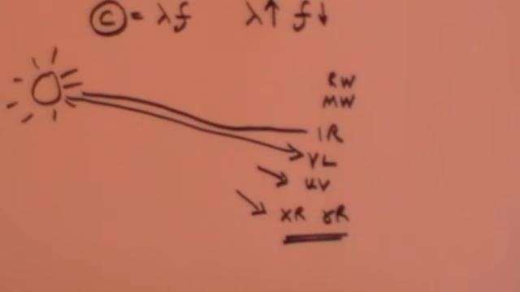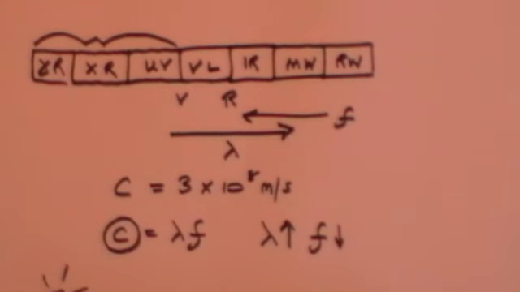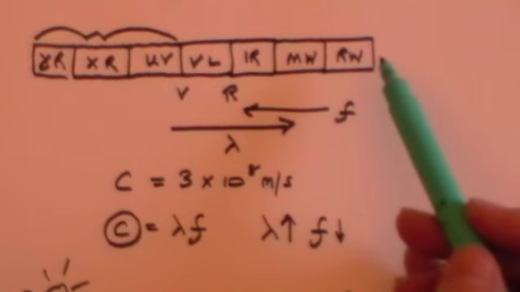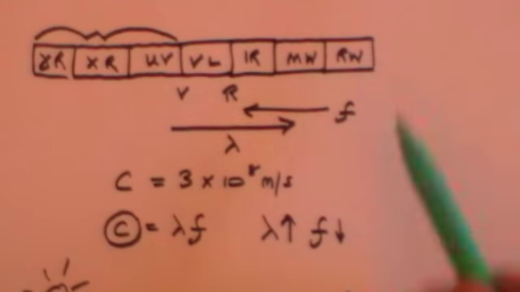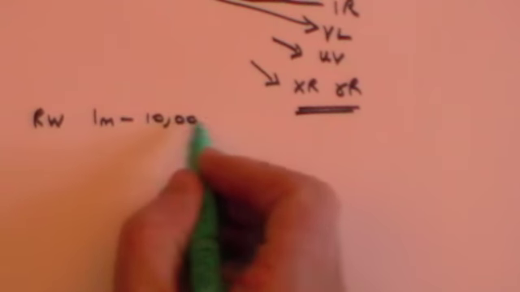So let's now talk about how we use these different elements of the electromagnetic spectrum, what their properties are and why we would use them the way we do. And we'll start at the far end, the high wavelength, low frequency radio waves. Radio waves can be anything from about 1 metre to 10,000 metres in wavelength. So long wavelength.